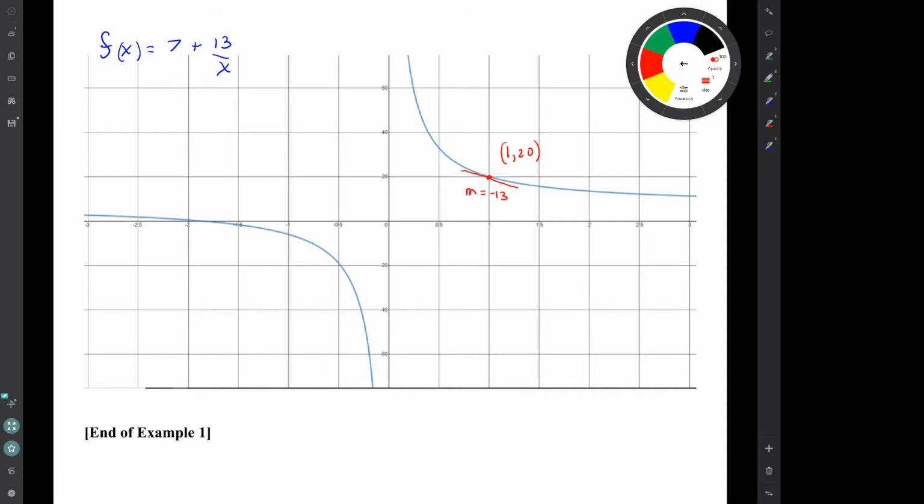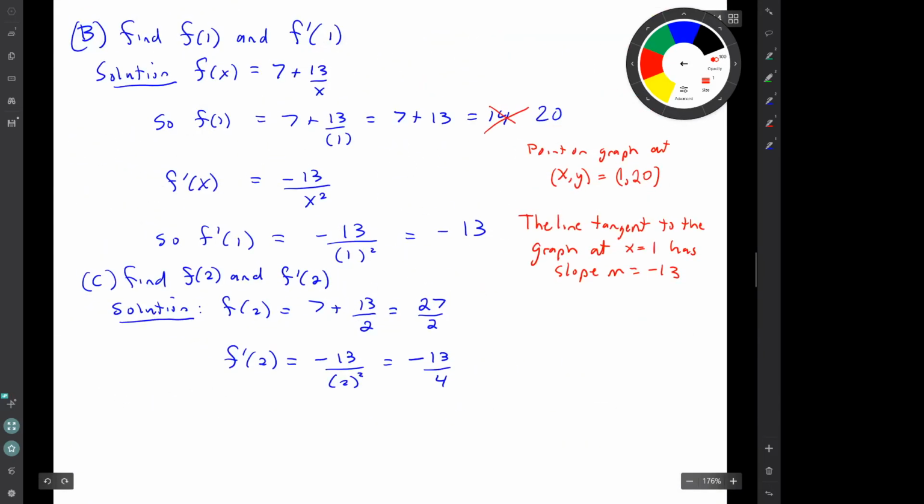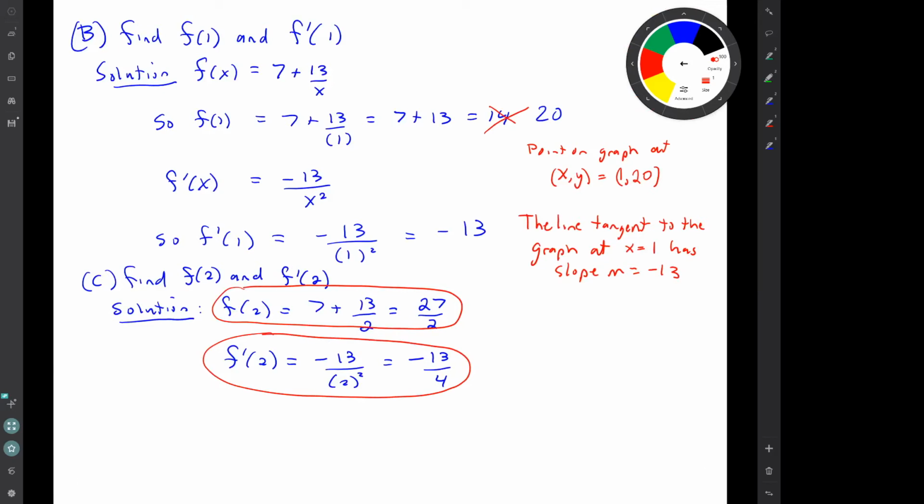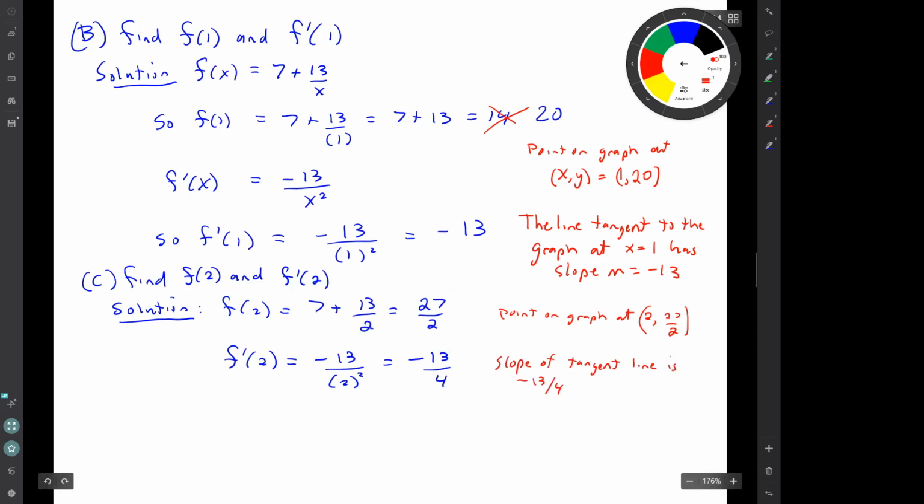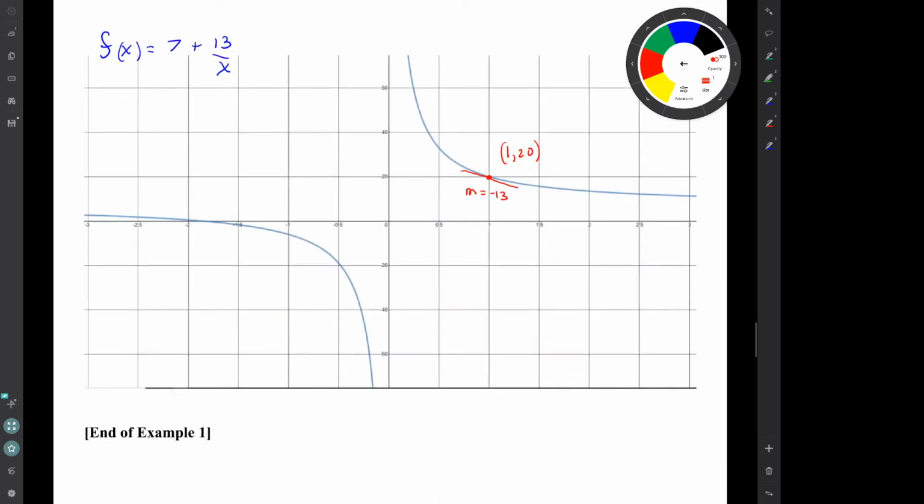Now let's go back up and see our results from part C. In part C, we found that f of 2 is 27 halves and f prime of 2 is minus 13 fourths. So there's a point on the graph at 2, 27 halves. And the slope of the graph is minus 13 fourths. So let's go down and add those features to the graph. So there's our point at 2, 27 halves. Remember, 27 halves is 13 and a half, so that's about the right location. And then we need to add a tangent line and indicate its slope.